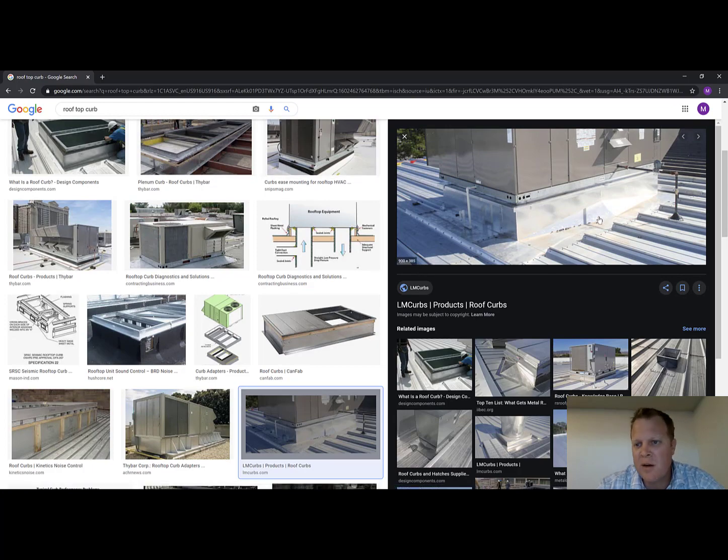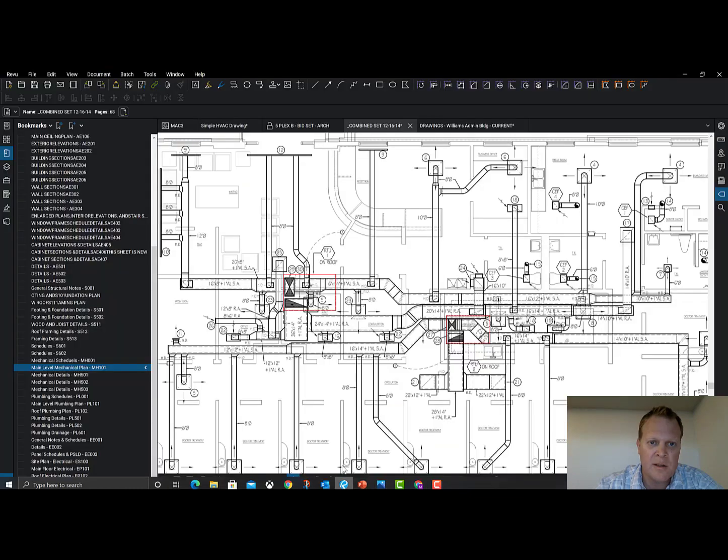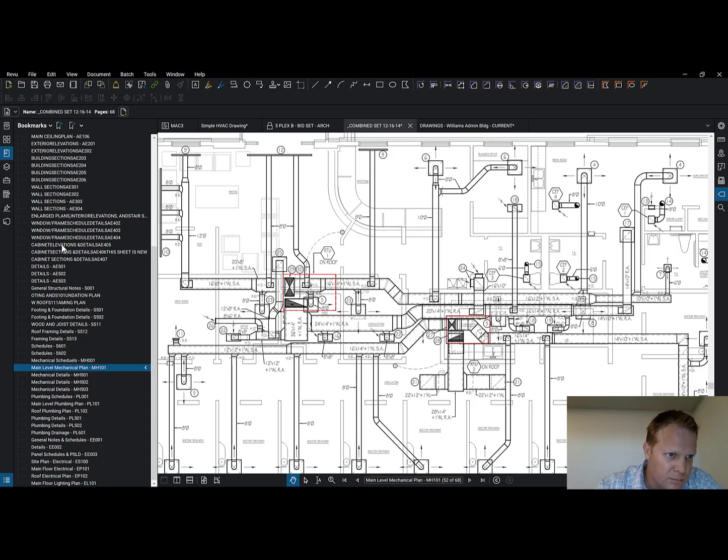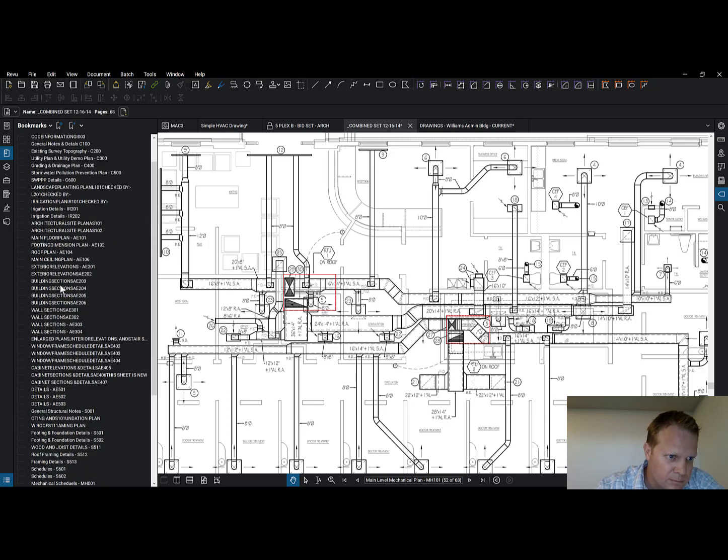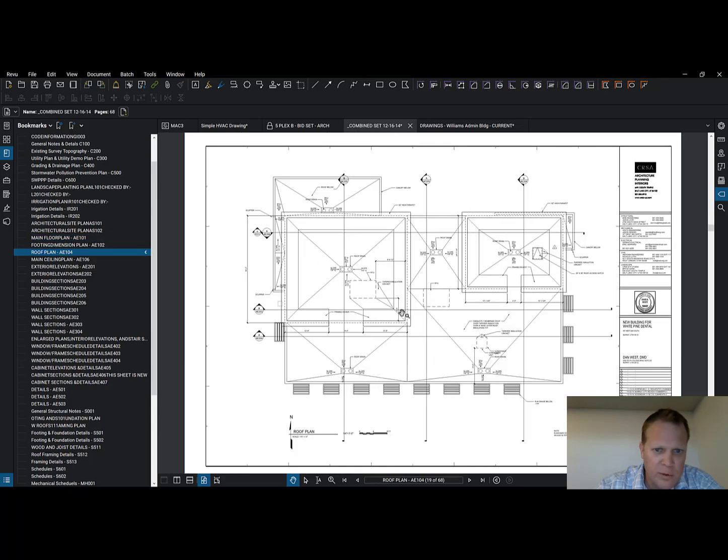So notice how they have this little thing right there. Why do they have that? It's called a cricket. And so they're trying to make it so the water doesn't pond on that. Let's go look at the roof on our drawings that we need to pay attention to. So let's go look at our roof. Roof plan, here we go.